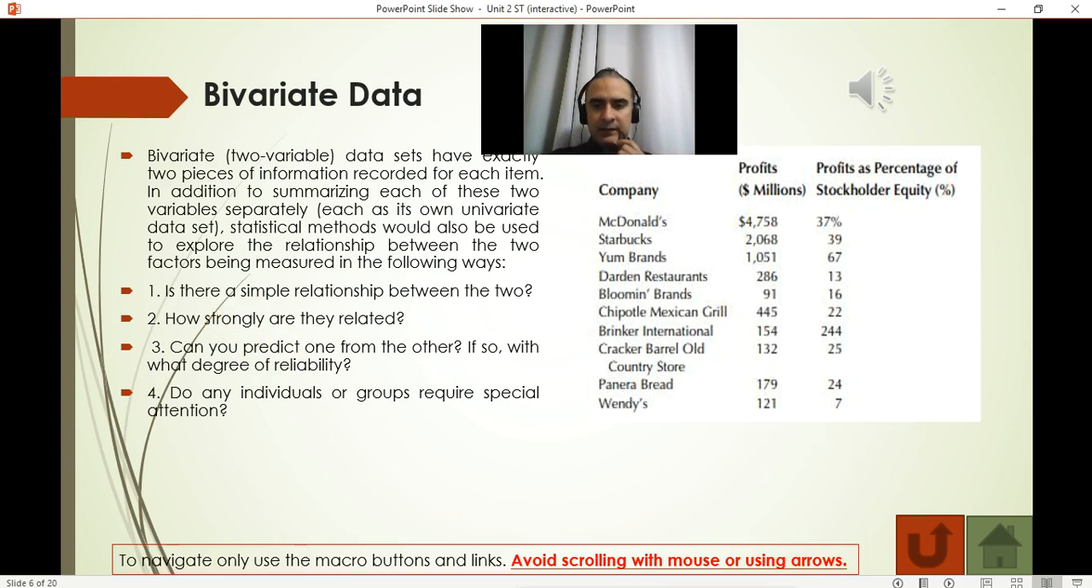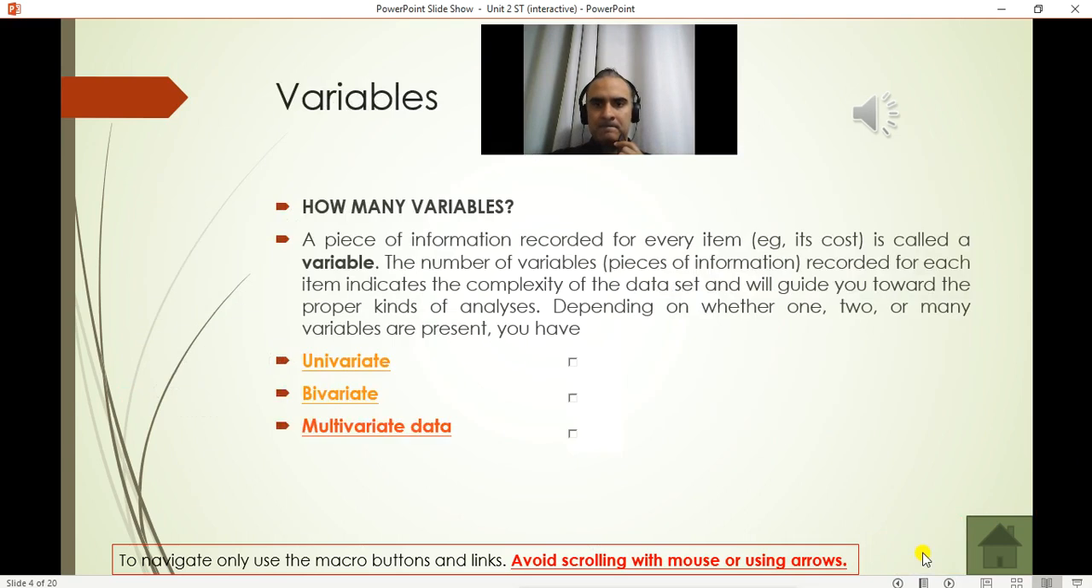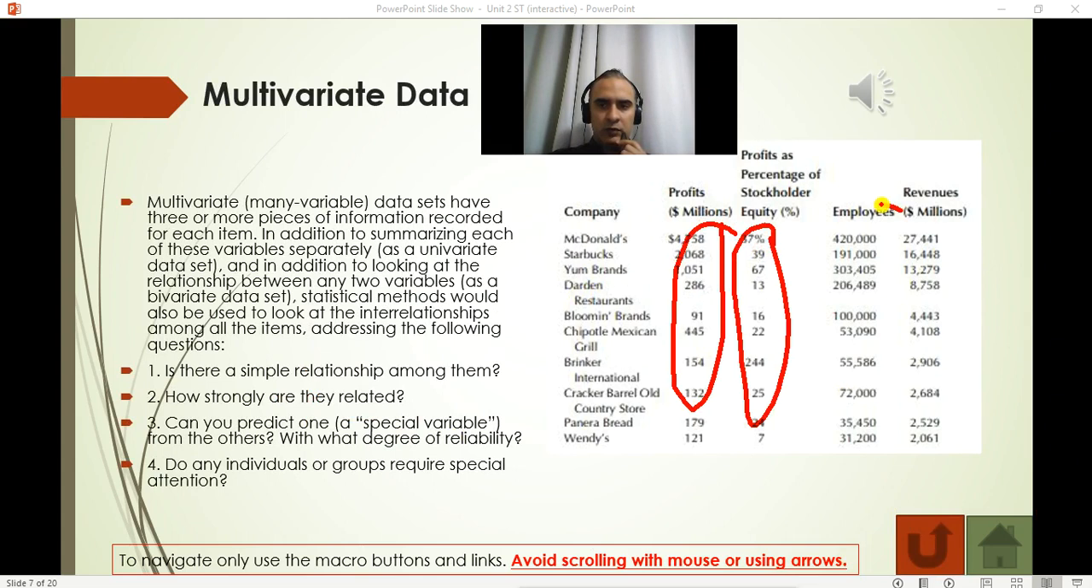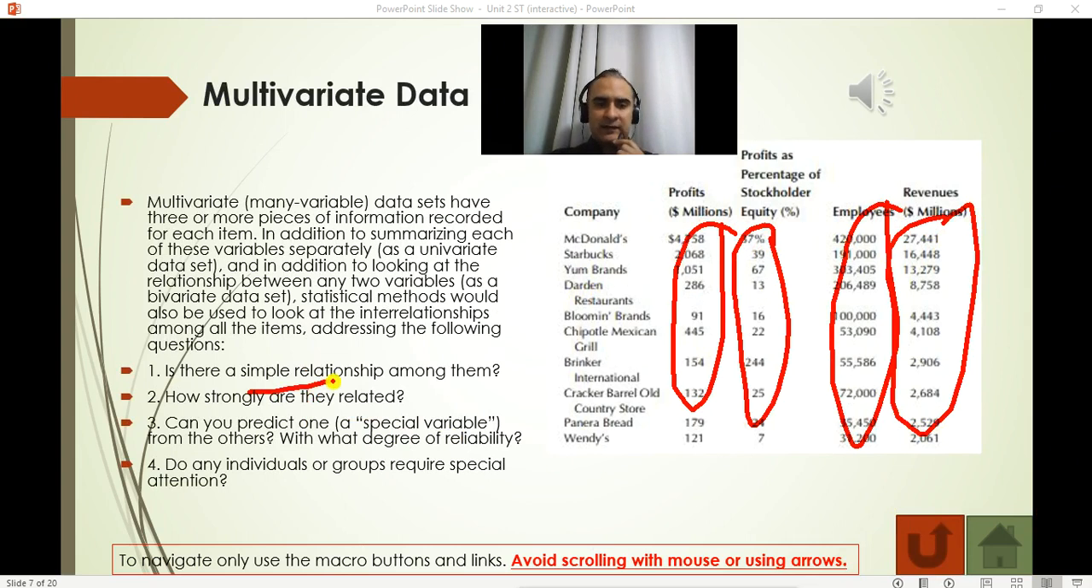Okay, so now let's go to multivariate data. As you can see here, it gets way more complex because we have 1, 2, 3, 4 variables. So in this case, are we looking at whether there's a relationship among them as well? In this case, we have a multiple regression analysis. That's a mathematical method that we use to check the connection between them. Multiple regression analysis, we're going to look at that later.